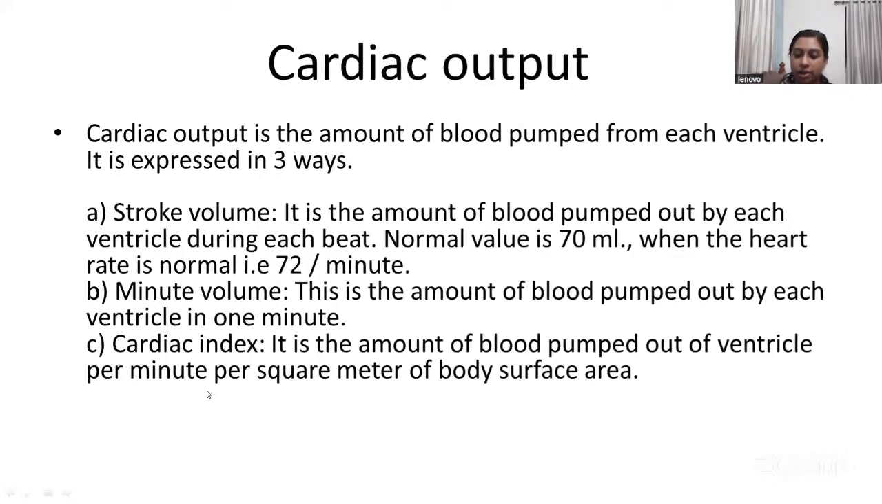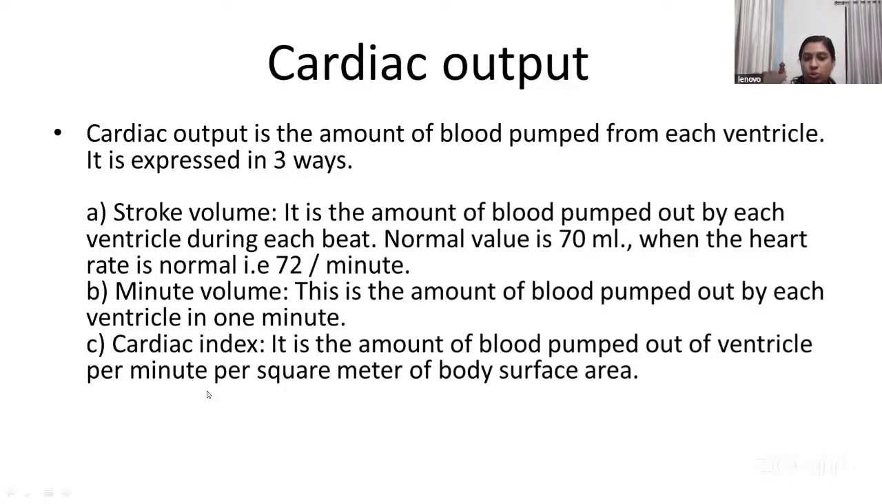Next is cardiac output. What is the cardiac output? Cardiac output is the amount of blood pumped from each ventricle. So the total amount of blood pumped from each ventricle is called cardiac output. And it can be expressed in 3 ways. First is the stroke volume, second is the minute volume, and third is the cardiac index.